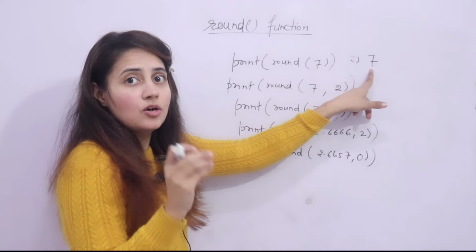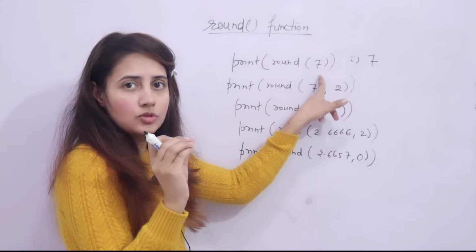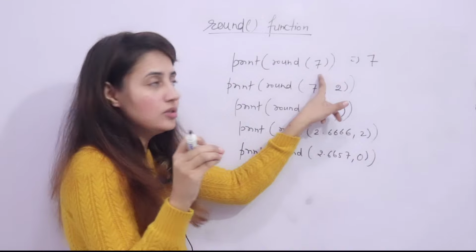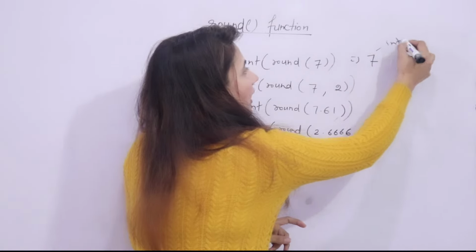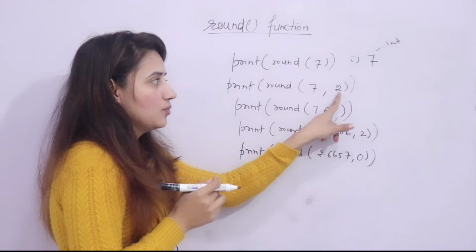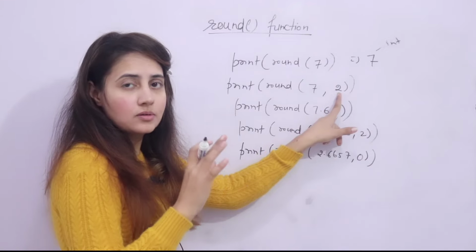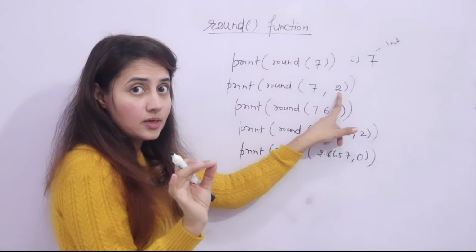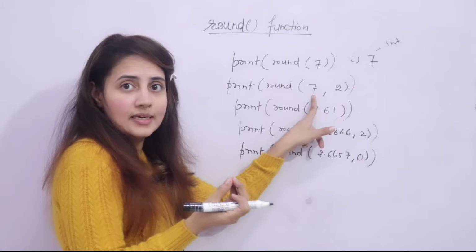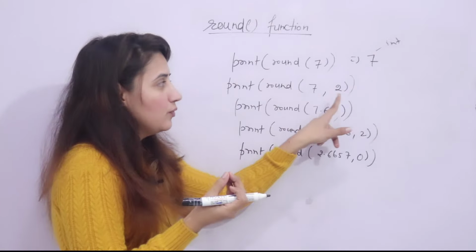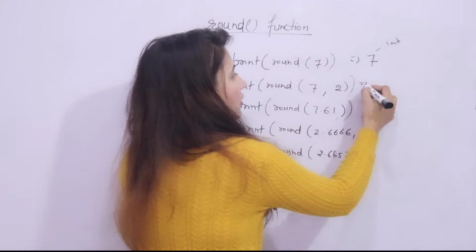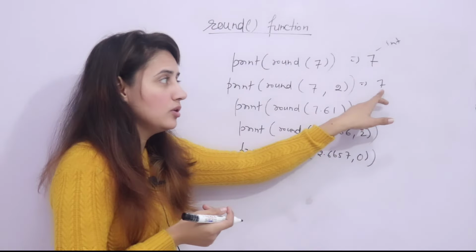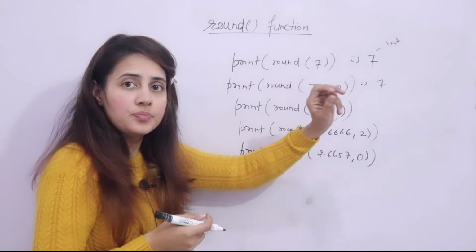If you find out the class or the type using the type function, that would be int in that case. In this case we have specified the number of digits, yes, but the number is an integer, not a decimal. So it will not affect this, and directly it will return 7 only, and the type of this would be int.